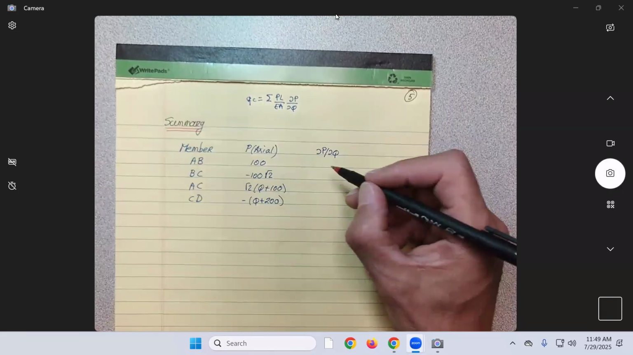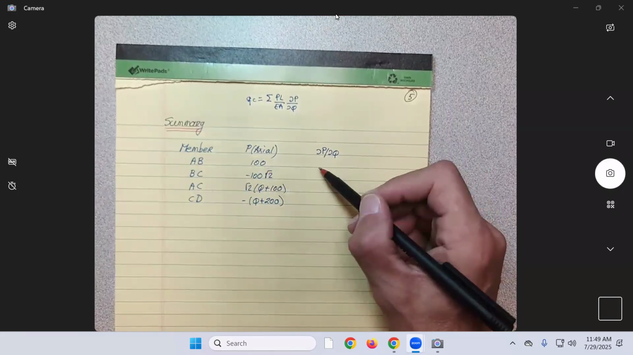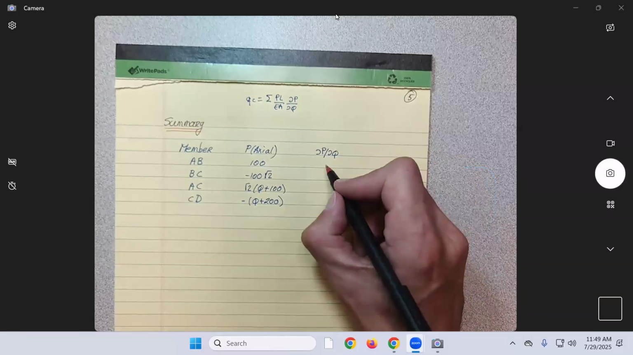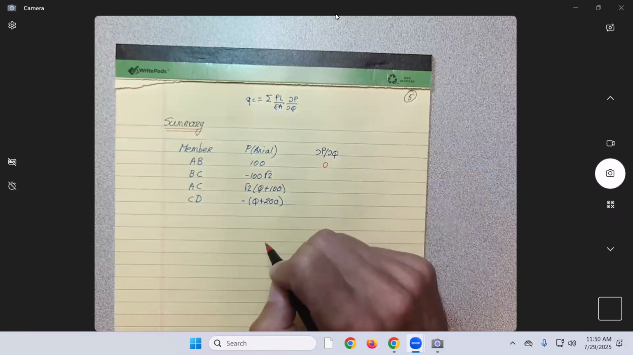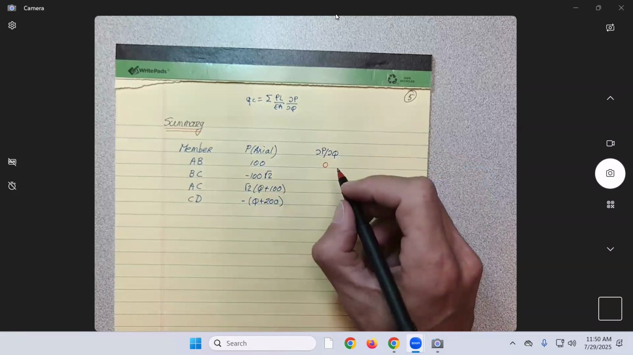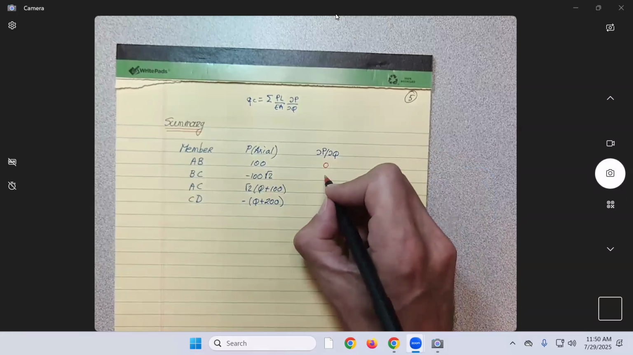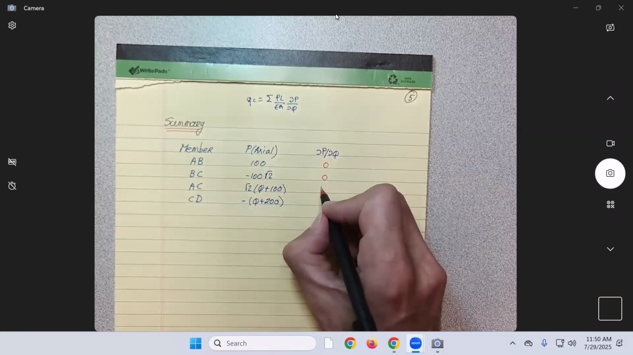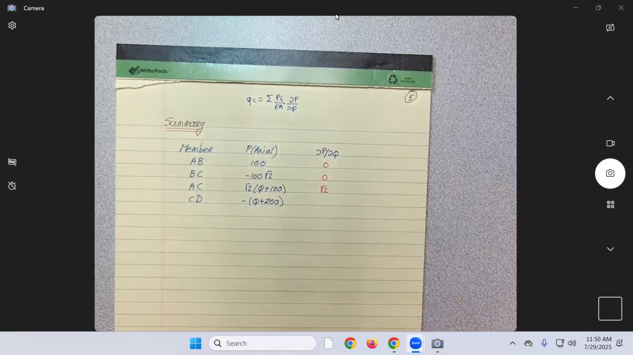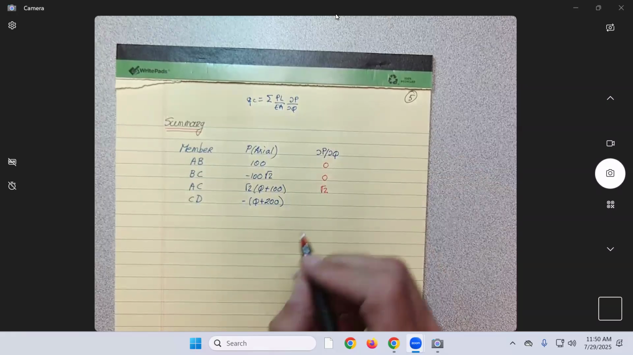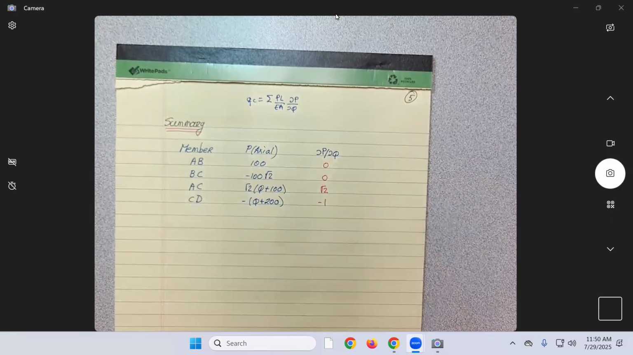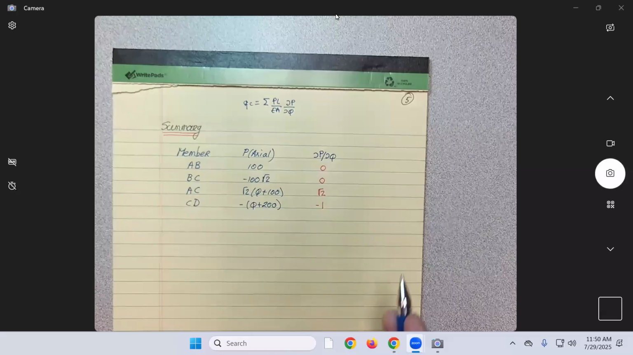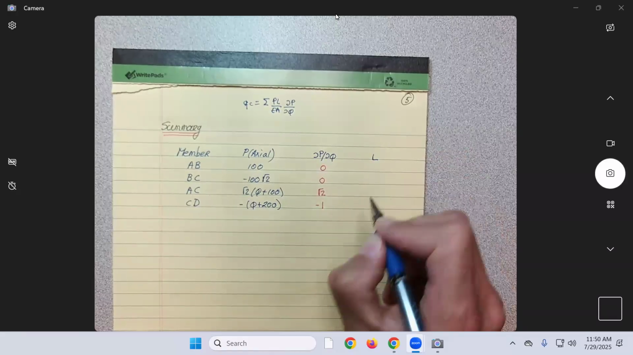So if you do the derivative of 100 with respect to Q, what would be the derivative? 0. Derivative of minus 100 square root of 2 with respect to Q? 0. What about the one for AC? Square root of 2. And what will be the last one? -1. The other thing that we need on this equation is the length of each one of these members. So I put over here L.